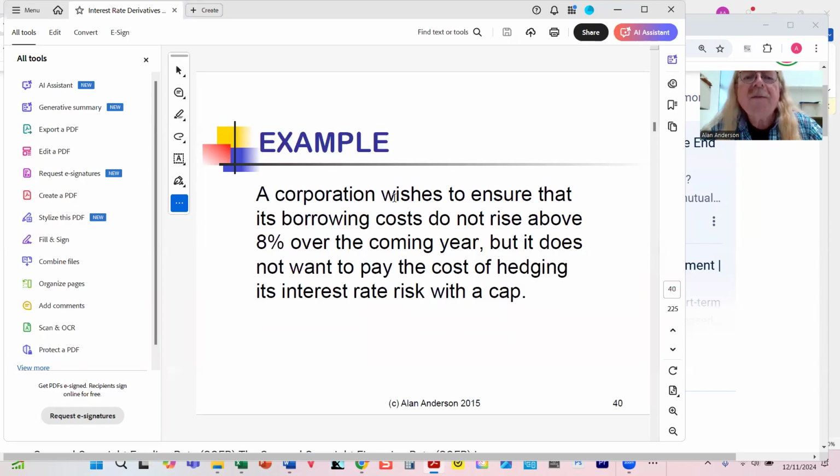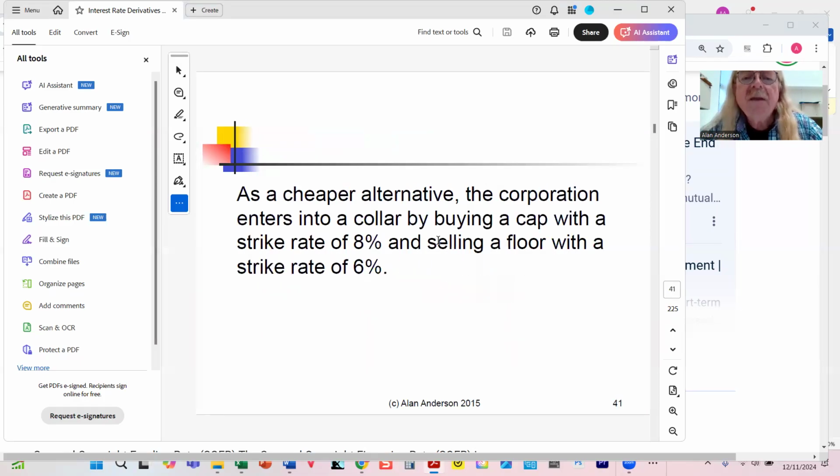So let's say, for example, a corporation wants to make sure that the borrowing costs do not go above 8%, but it doesn't want to pay the price of a cap with a strike rate of 8%. What can they do? Well, they can buy a cap with a strike rate of 8, but then simultaneously sell a floor with a strike rate of 6. So that guarantees that our borrowing costs will stay between 6 and 8. So if rates suddenly start to plunge, we'll be very sorry because we could have saved a lot of money. But if rates, of course, go through the roof, well, then we'll be very happy.